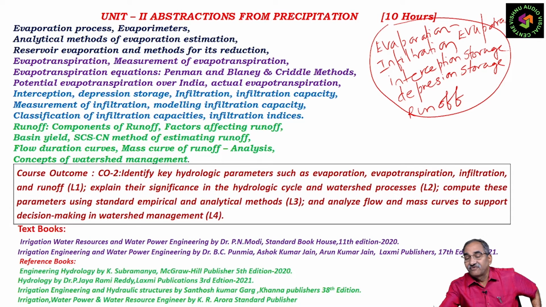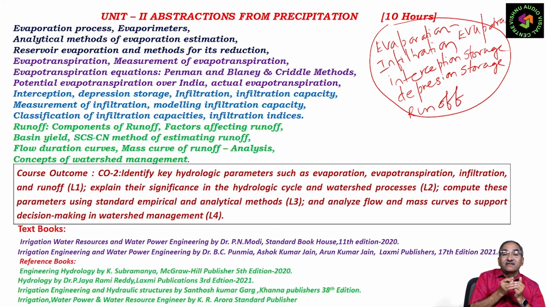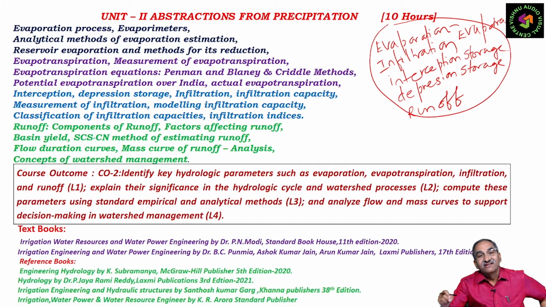Evaporation can happen from the water bodies, but transpiration can happen from the plant stomata. So that also we will study. We study in detail about each of these things in the second unit. That is why it is called abstractions from precipitation.